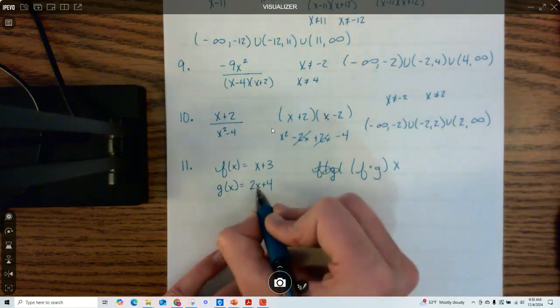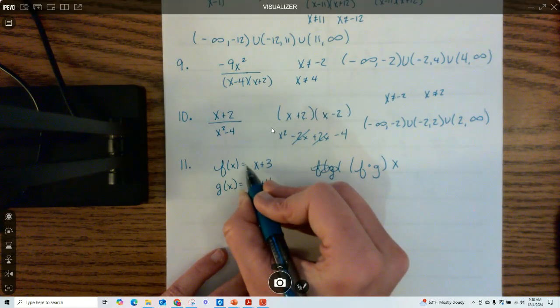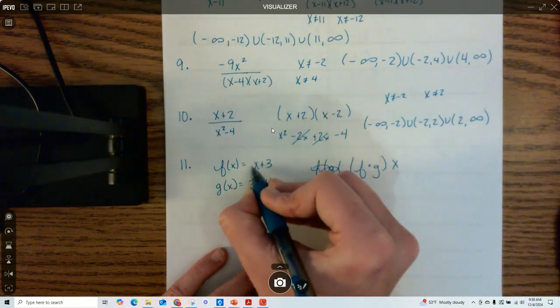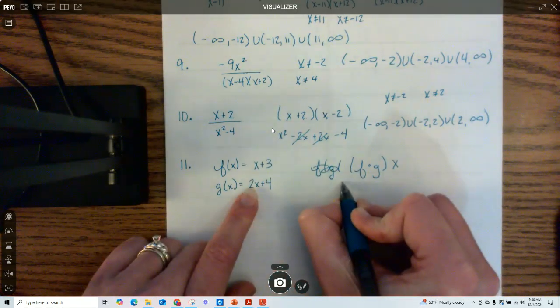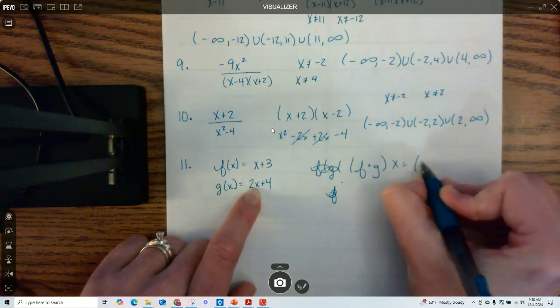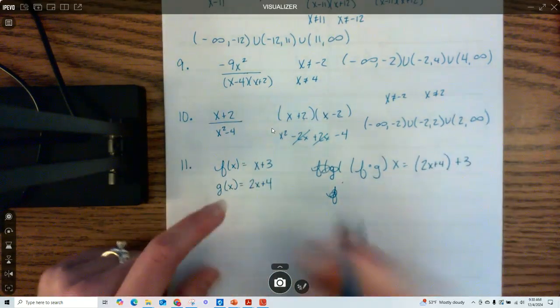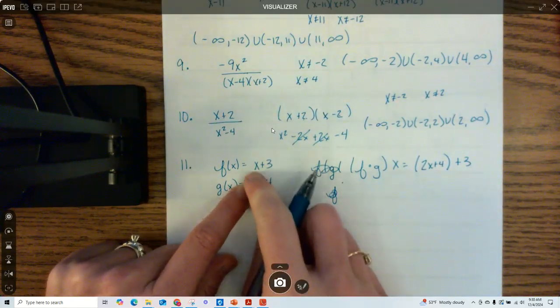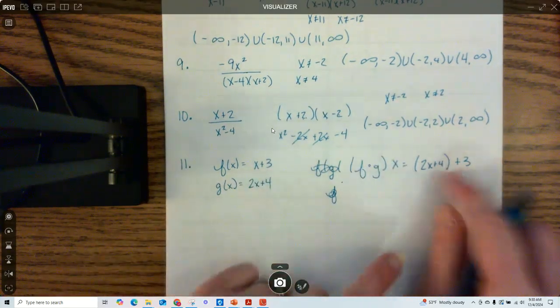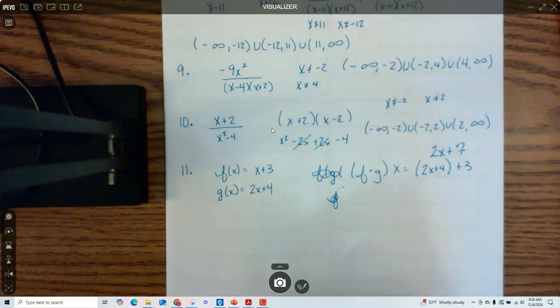I think when it's written this way, you put G into the F function. So you would take this X value here and swap it out for whatever G is. So the X now becomes 2X plus 4 and then plus 3. It's substitution, so it's taking this whole thing and subbing it in for this X. And then if you simplify this, you get 2X plus 7. I think that's right.